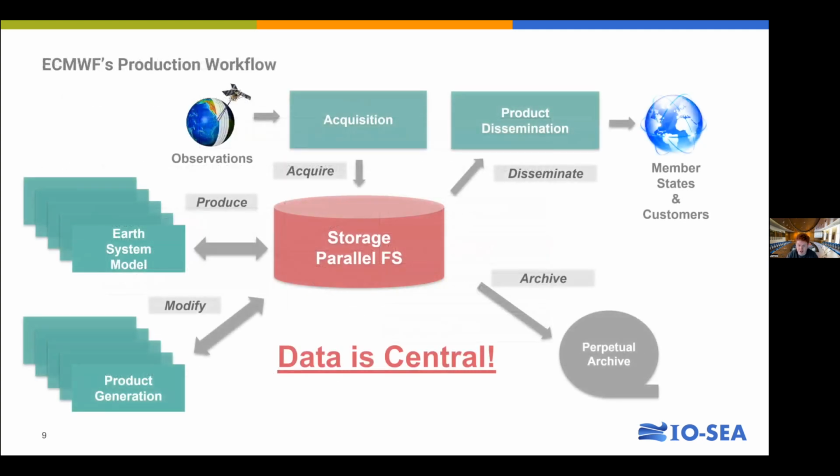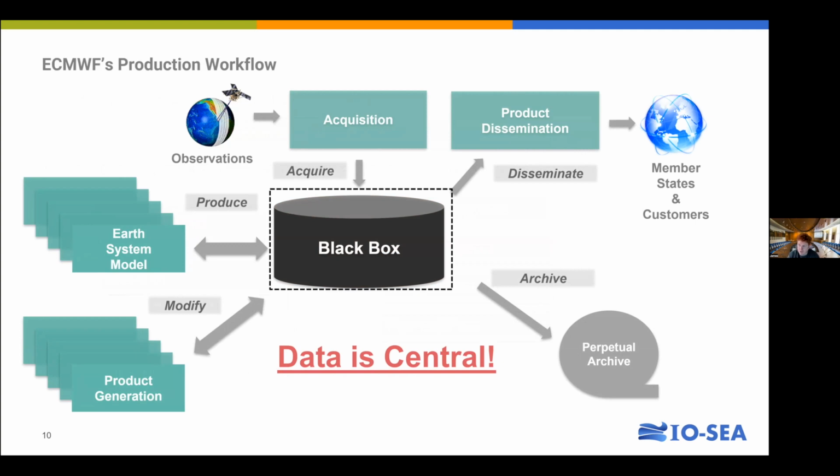So going back to our diagram where we have everything coupled by the parallel file system, for most of the people writing applications, for the people who write the Earth system model and the product generation, they never see the parallel file system. It's a black box to them. We have an API, which is the dotted line around this black box, which is what they interact with. And inside this black box, we can do anything we want.